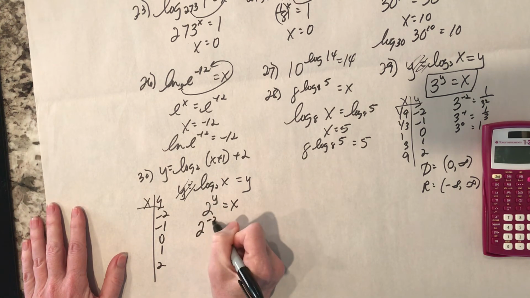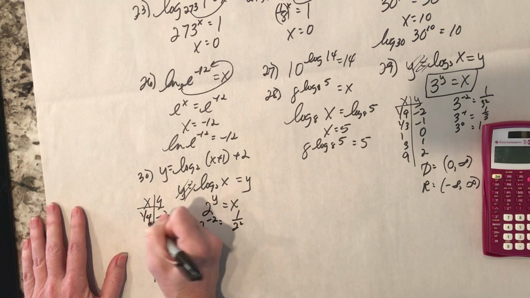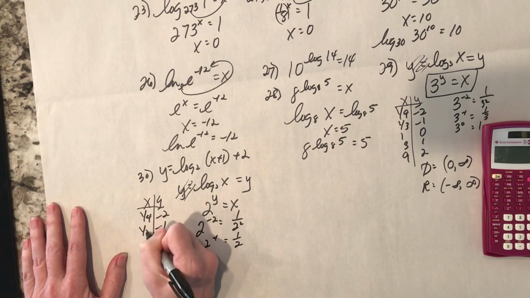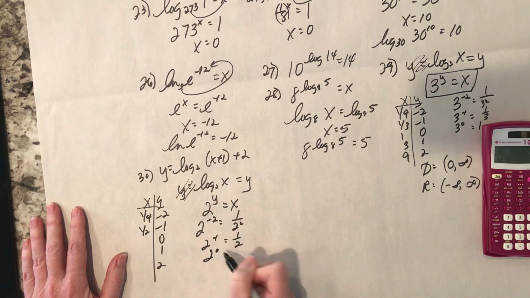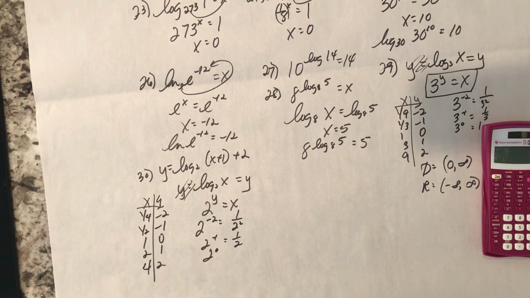So 2 to the -2 says move me, move me, move me. So we get 1/4 for that. 2 to the -1 is just going to be 1/2. 2 to the 0, anybody raised to the 0. 2 to the first, 2 to the second. And now let's graph that. I'm going to start by graphing that.